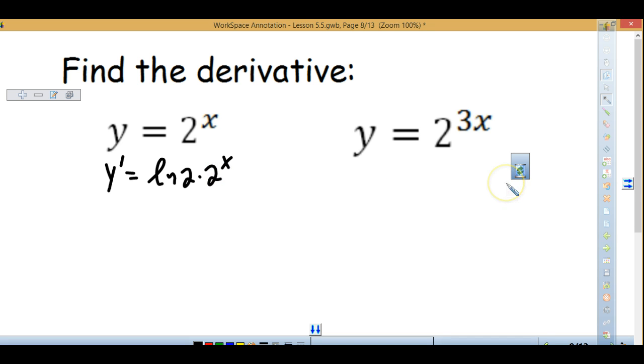Okay, the derivative of y equals 2 to the 3x. This is going to be, again, very similar. Natural log 2 times 2 to the 3x, and then I need to multiply by 3 by chain rule because I did have a composition of functions here.